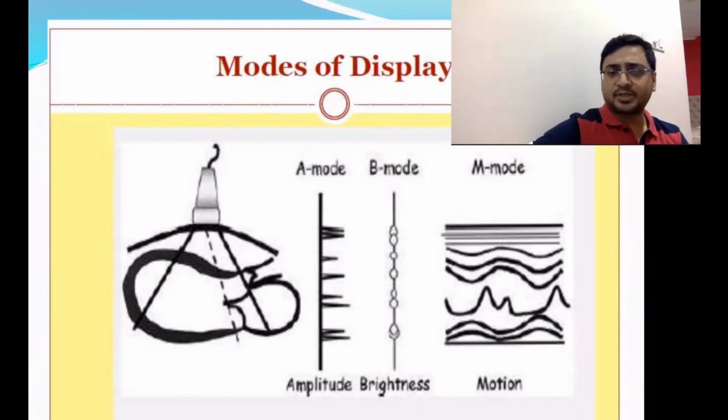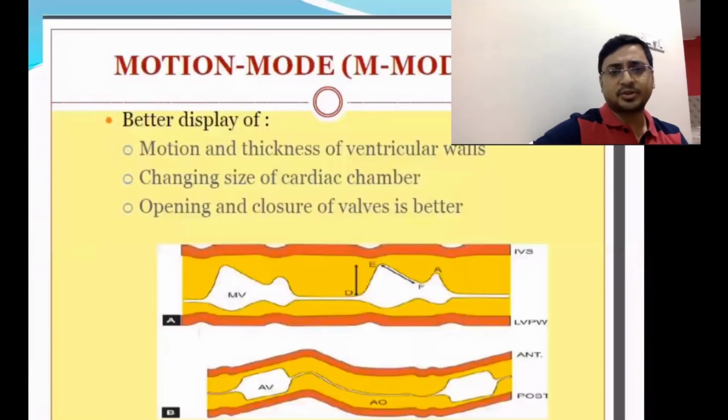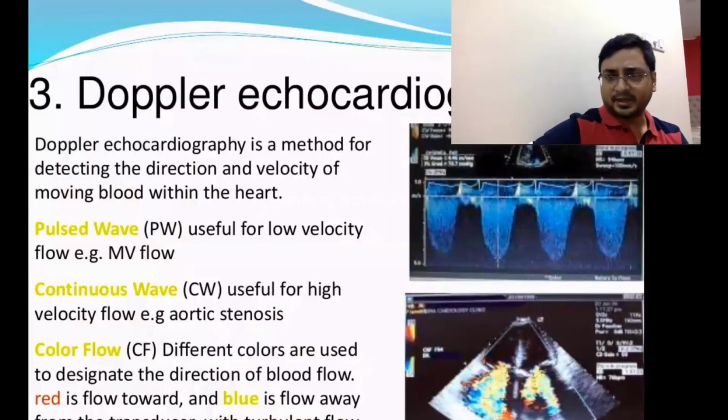The modes of display, we can see in different modes that I will be showing you. In the M mode, we can see the opening of the mitral valve leaflets, as well as the movement of the LV, and we can measure several parameters of the LV, like LV internal diameter in systole and in diastole, overall LVEF, the thickness of the LV, thickness of the septum, a lot of things. And in the 2D mode, we can see overall structural changes.